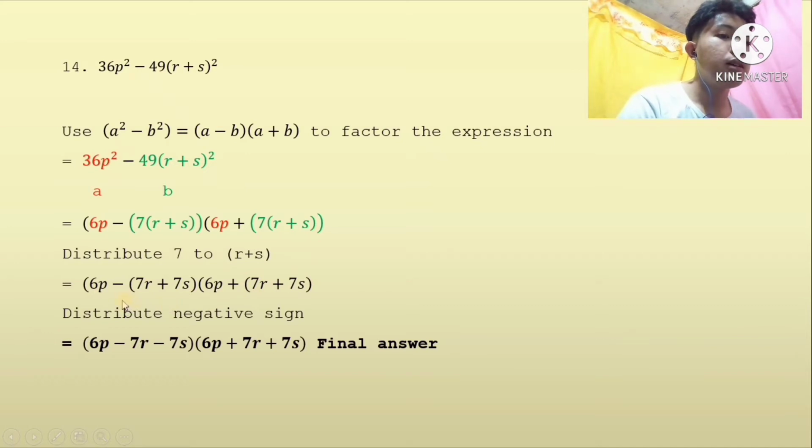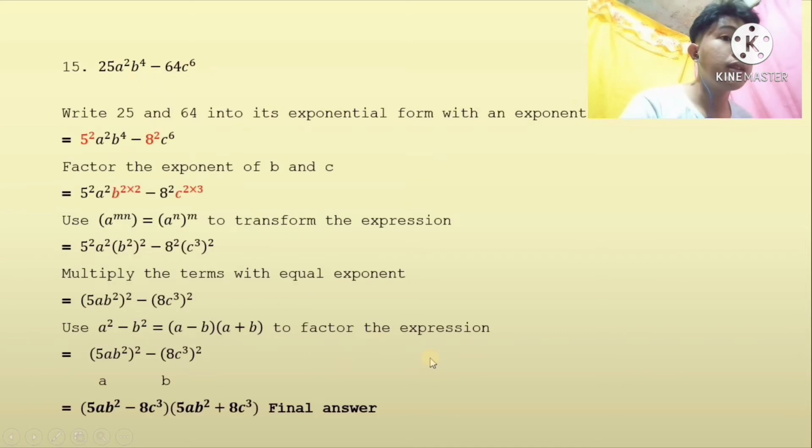So then distribute this negative sign to 7r plus 7s. So our equation will be (6p minus 7r minus 7s) times (6p plus 7r plus 7s). So this is our final answer. Next, number 15.